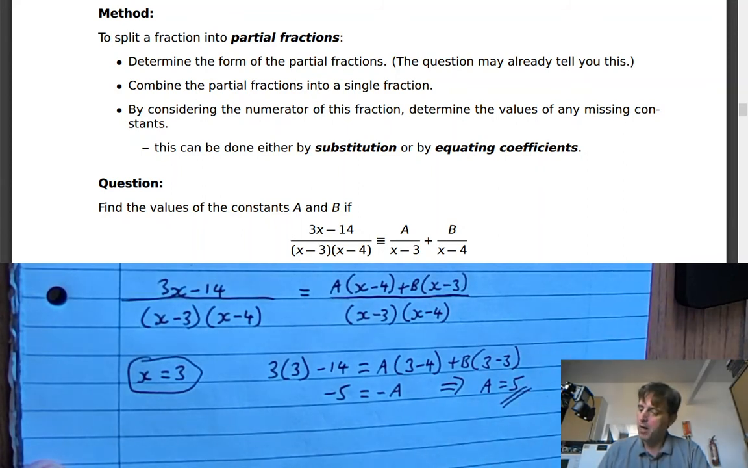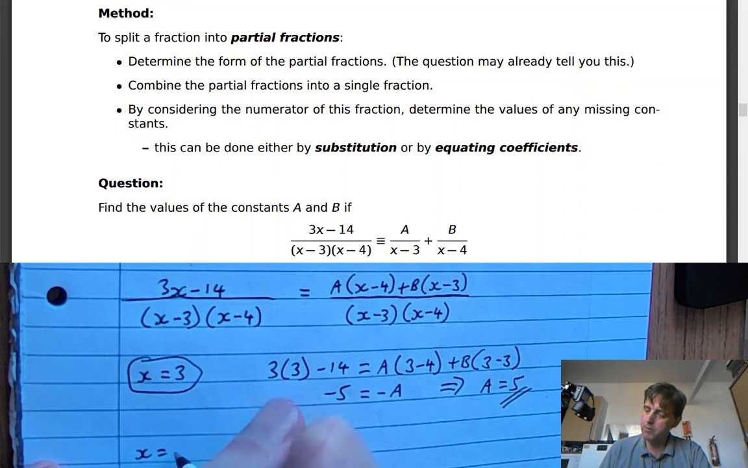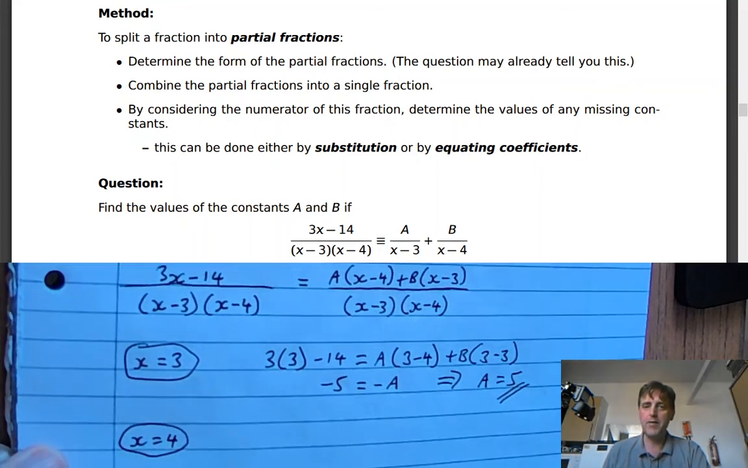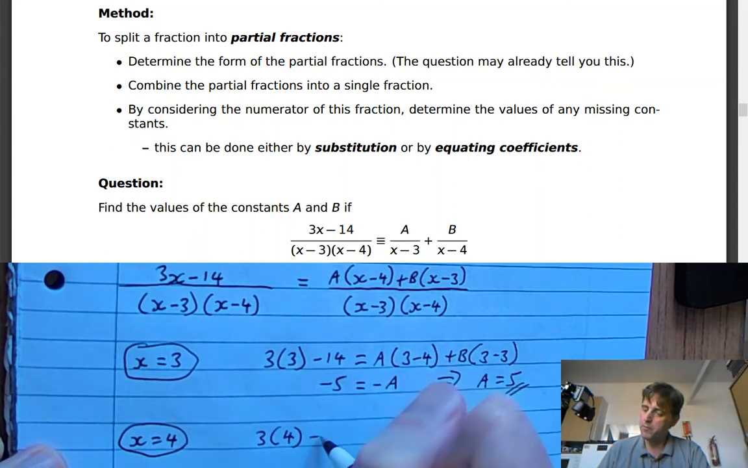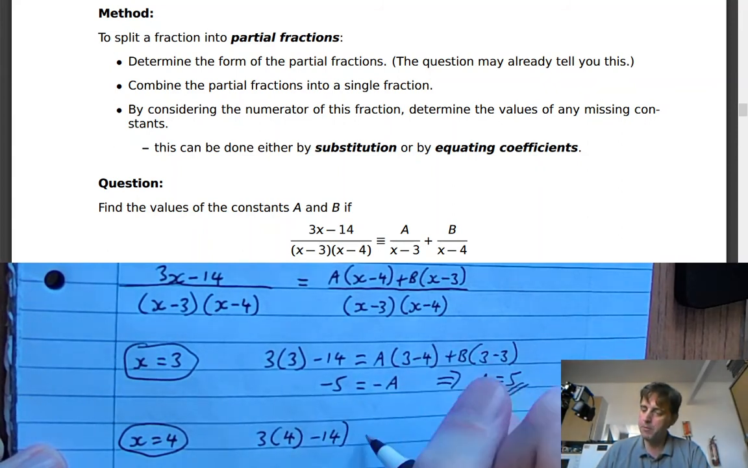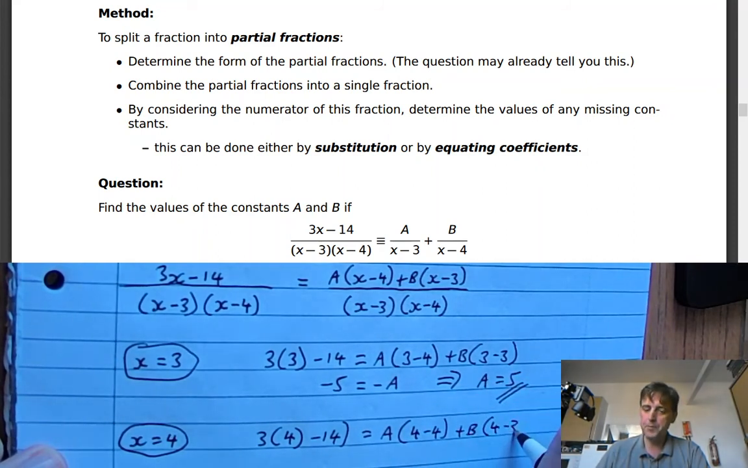Okay. Choosing x equals 4, I think, is a good choice to find the value of b. So let's substitute that in here. 3 times 4 minus 14 on this side. And then we're going to have a times 4 minus 4 plus b times 4 minus 3 here.